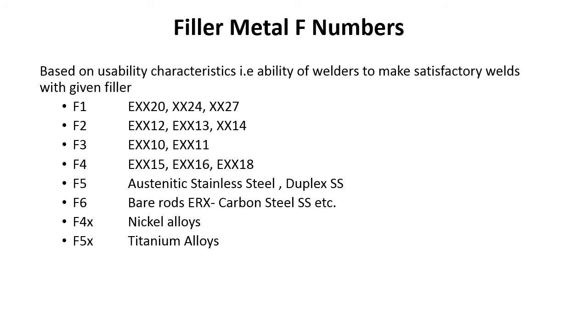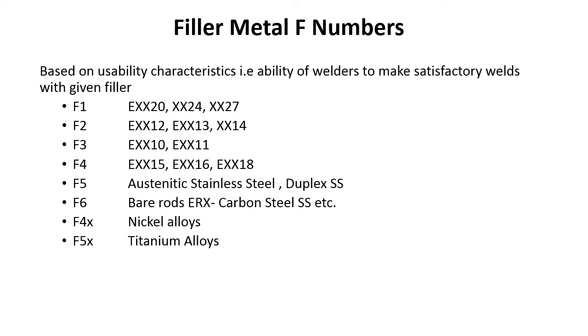It doesn't make sense. But then if we go down to F4, which is, you know, the ones with 15, 16, and 18 in them, those ones are low hydrogen materials, and they're a little more difficult to weld with. Plus, they're all position. So for a lot of codes, if you qualify using the F4 material, you also get to use the F3, F2, F1. But it doesn't go the other way. You don't get to qualify with F1 and get F2, F3, F4. And then there's kind of a break there.